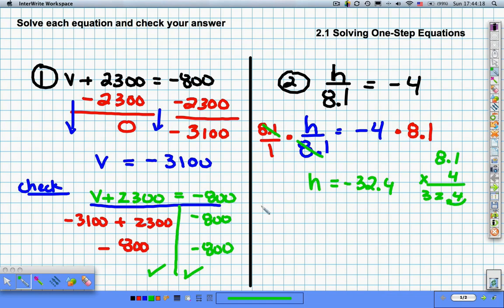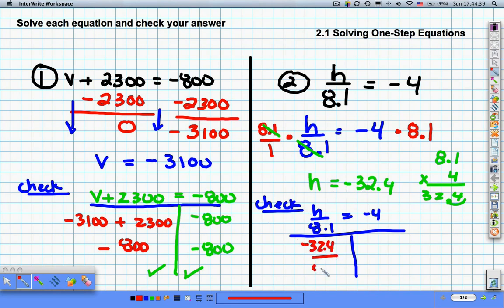And again, we can go ahead and check our work with the same idea. So we have our problem on top, a little bar separation, and the answer we got was negative 32.4 over 8.1, and if you actually were to divide this, you would in fact get negative 4, but I'm not going to show you that because I'm running out of space. But anyways, that is the idea.